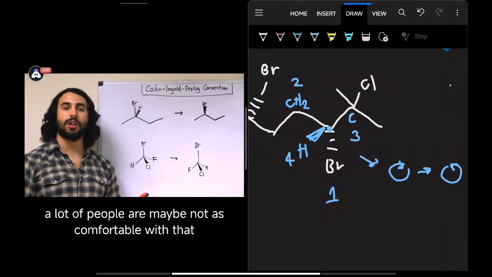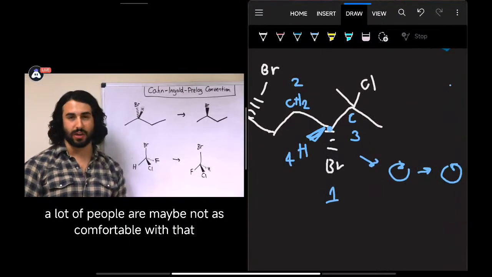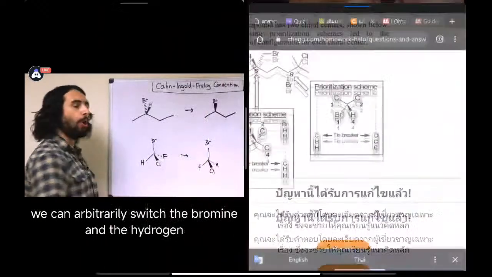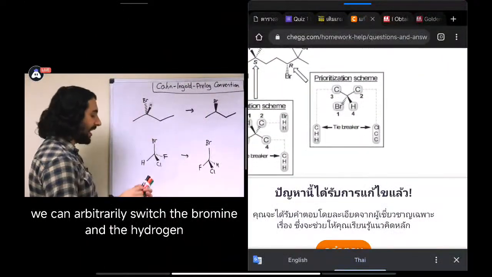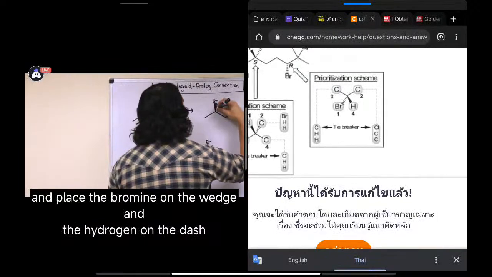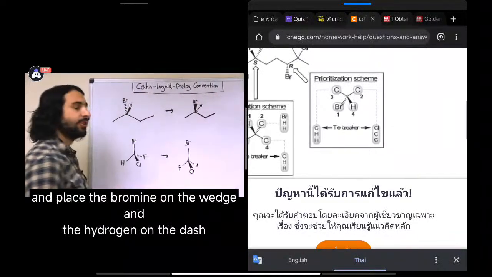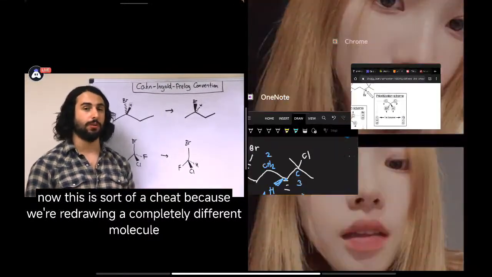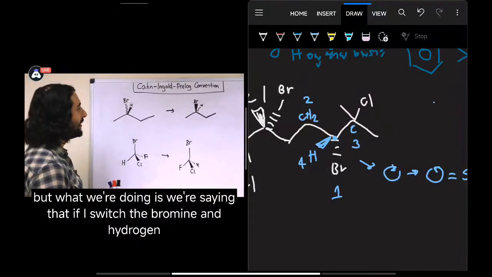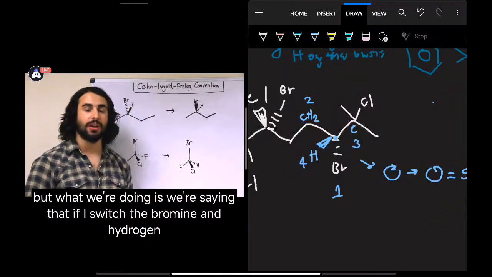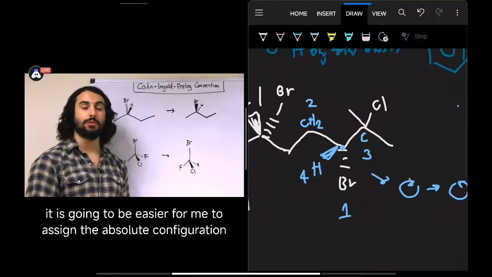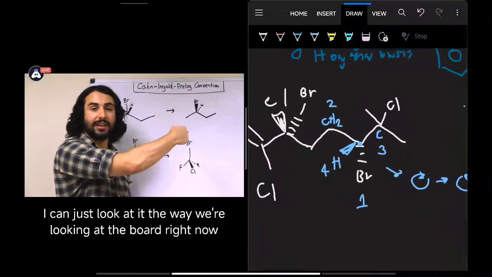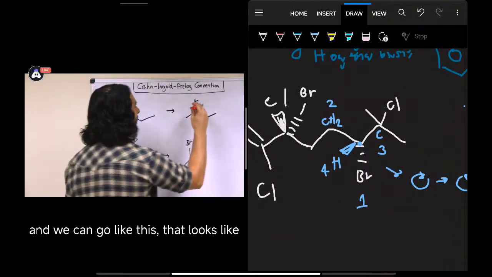However, a lot of people are maybe not as comfortable with that, and so there's other tricks that we can do. For example, we can arbitrarily switch the bromine and the hydrogen and place the bromine on the wedge and the hydrogen on the dash. Now this is sort of a cheat because we're redrawing a completely different molecule. But what we're saying is that if I switch the bromine and the hydrogen, it is going to be easier for me to assign the absolute configuration because now I can just look at it the way we're looking at the board right now, and we can go like this.